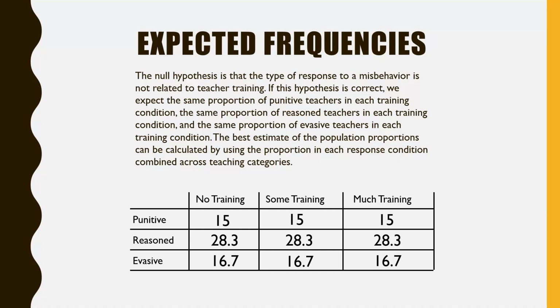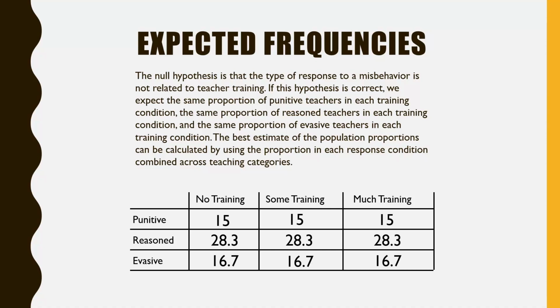The best estimate of the population proportions can be calculated by using the proportion in each response condition combined across teaching categories. Now, that would not be the best estimate if there are differences in the amount of punitive, for example, in no training and the amount of punitive in some training. If we knew that there were no differences, then we wouldn't take the margins. But we're calculating this under the null hypothesis, and that's what allows us to test the null hypothesis.